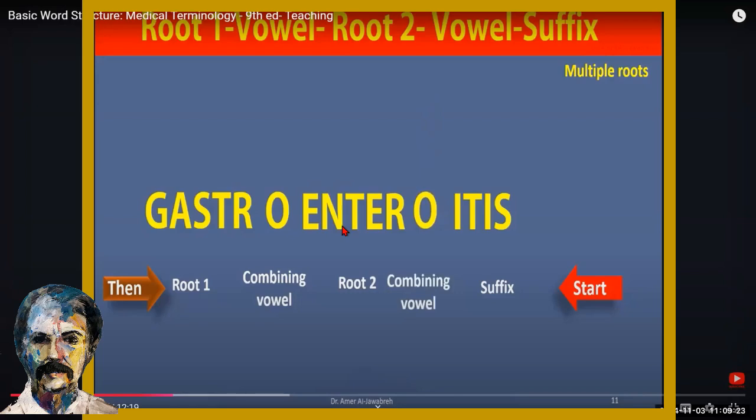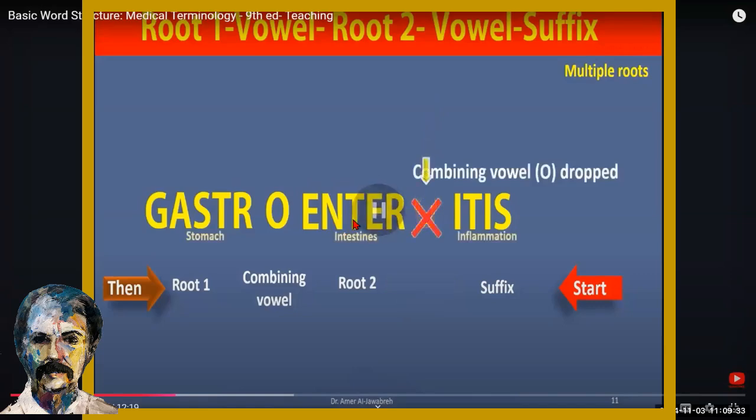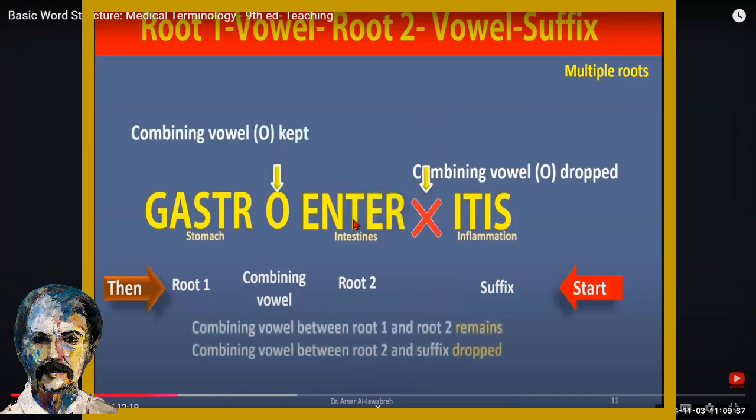It doesn't matter at all. Okay? I think everything is going smoothly as we like. And we are right on time. So combining vowel O is dropped. Combining vowel is kept. So the combining vowel between root one and root two remains. The combining vowel between root two and the suffix is dropped, deleted, missed, skipped, as you like.